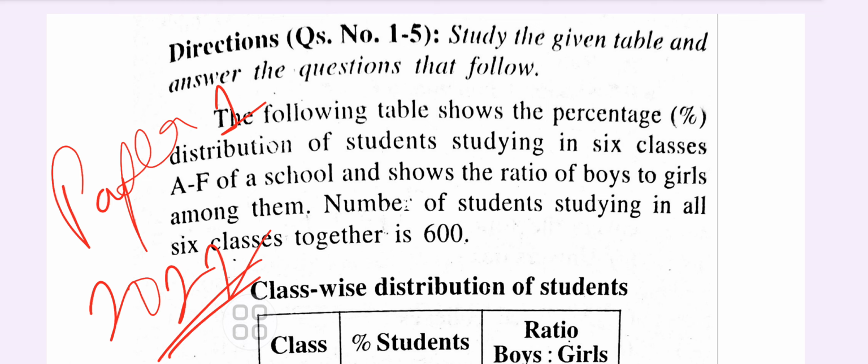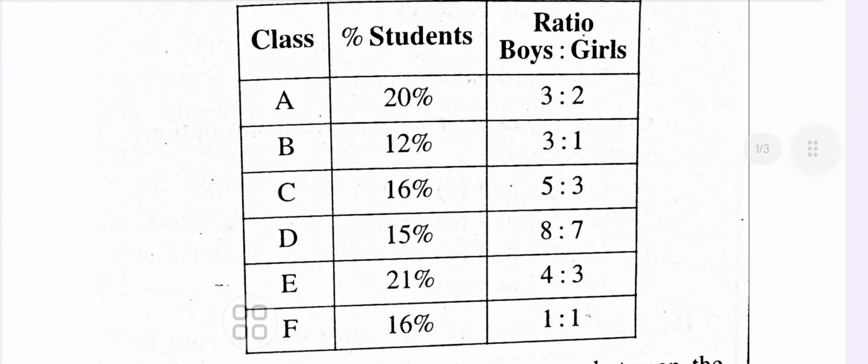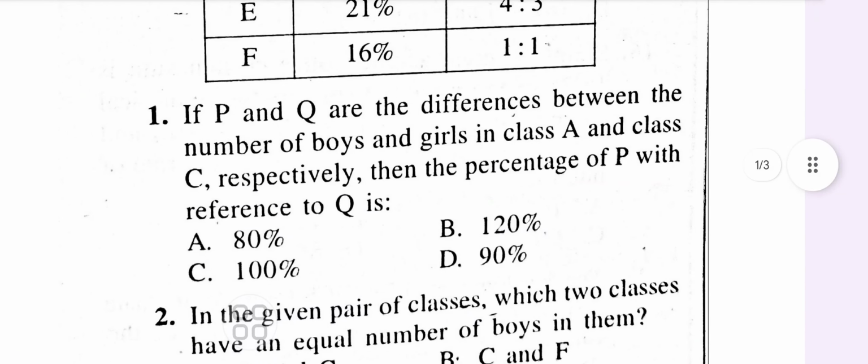So first, the following table shows the percentage distribution of students studying in 6 classes A to F of a school. It shows the ratio of boys to girls among them. Number of students studying in all 6 classes together is 600. So we can see the class wise distribution of students, in terms of percentage and the ratio, right? So now see the first question.